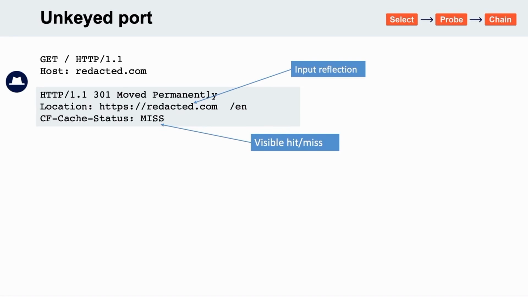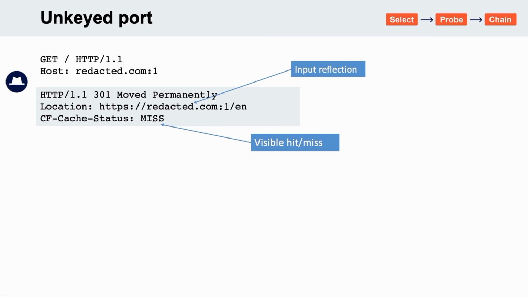Here's a nice simple example of how to apply the methodology based on a real target that I found. For our oracle, we're just going to use their homepage because they've got this header that tells us whether we got a cache hit or a cache miss. That makes life easy. And they're also reflecting the host header, which is where we're going to put our payload. What we're going to do is ask the question, is the port in the host header included in the cache key? So we're going to send a port of 1.